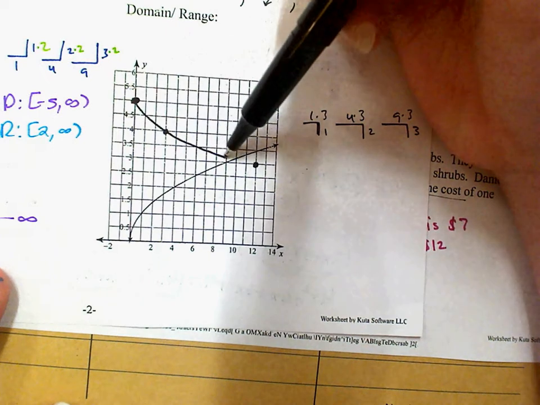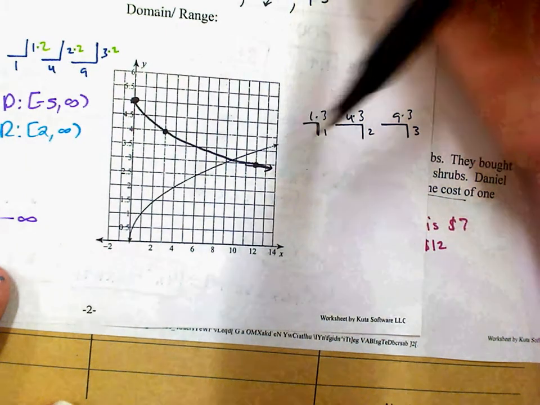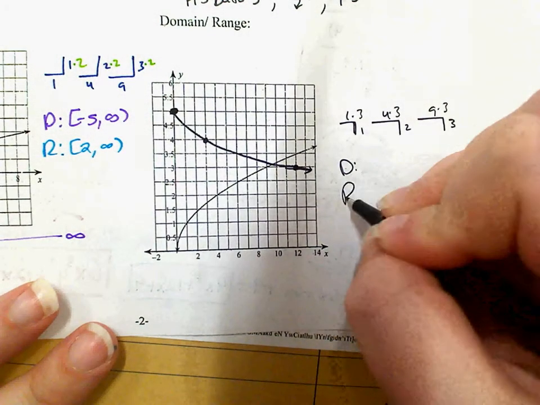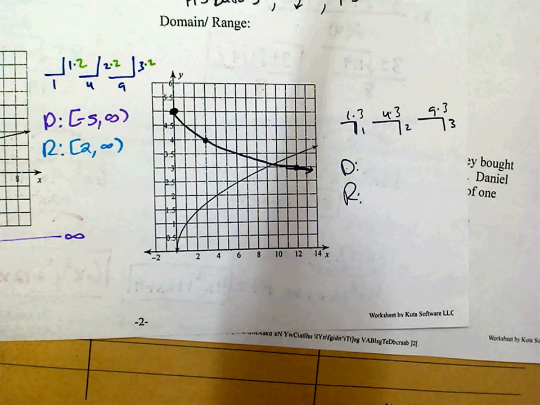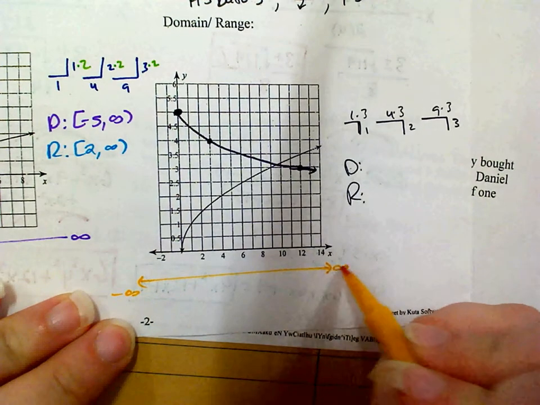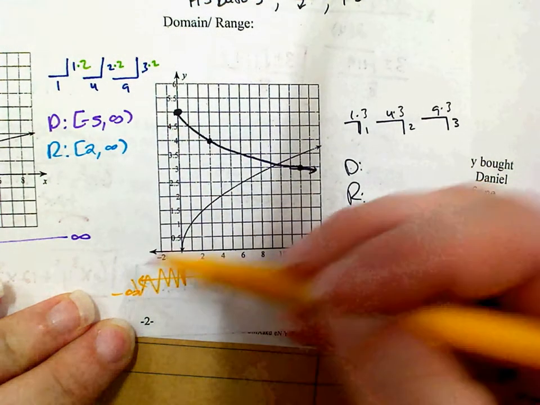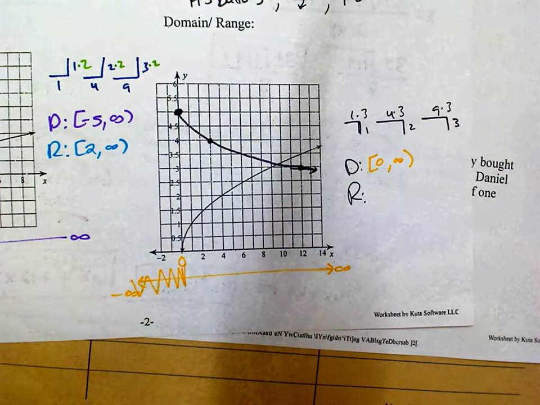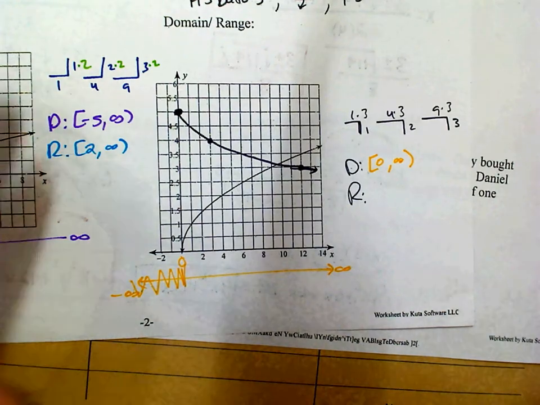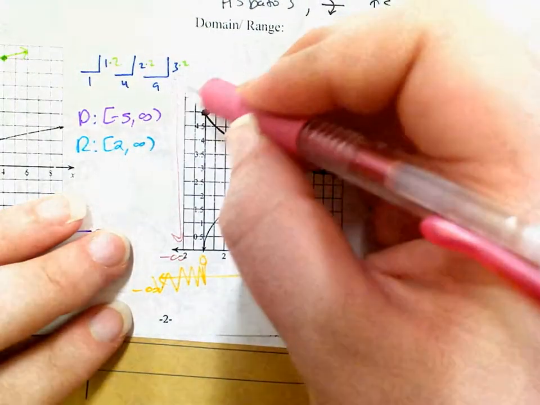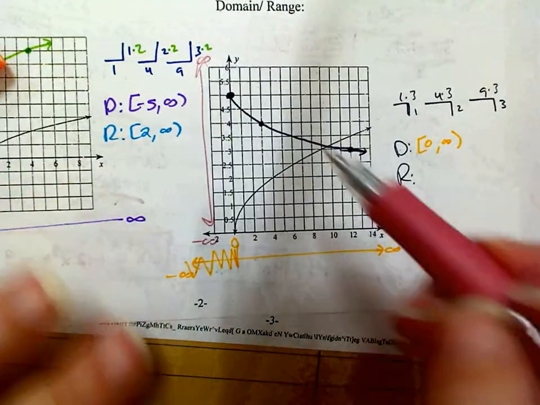Okay? Domain and range. Domain is left to right. So negative infinity to positive infinity. And it doesn't start being defined until 0. So my domain is 0 to infinity. And my range is low to high. So if I think about it as negative infinity, positive infinity, it stops being defined right here, up here at 5. So it goes from negative infinity, low to high, up to 5.